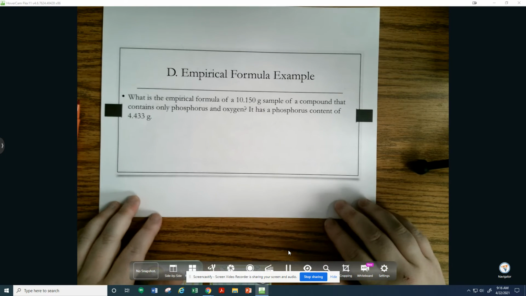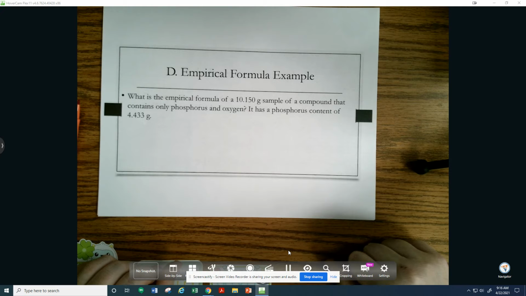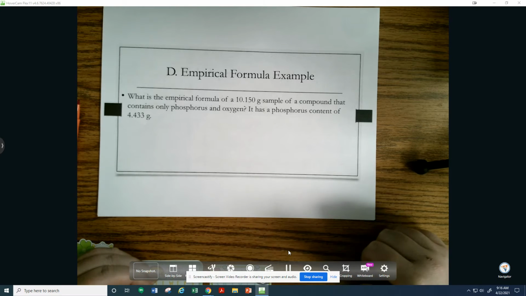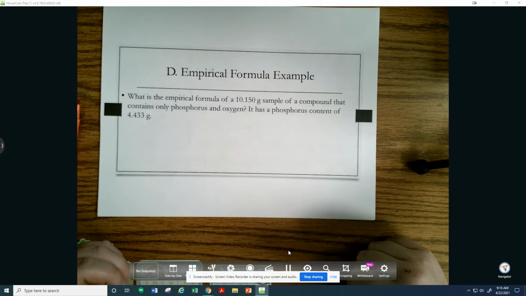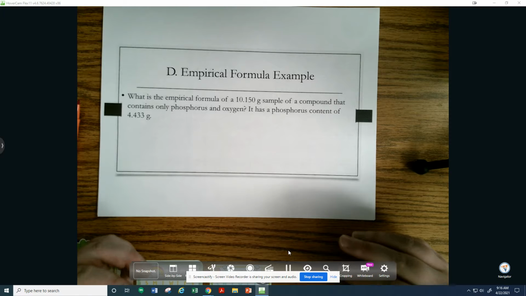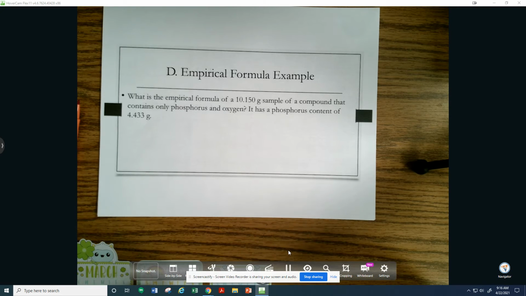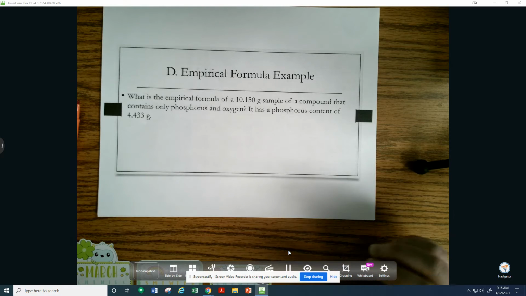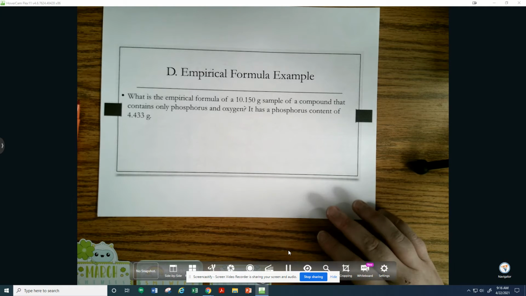So it asks, what is the empirical formula of a 10.15 gram sample of a compound that contains only phosphorus and oxygen? It has a phosphorus content of 4.433 grams. So in this particular example, they started out by giving us the mass directly. So problems with empirical either start with percentages like the last example, or they start with grams. It doesn't matter. You just assume the unit is grams.